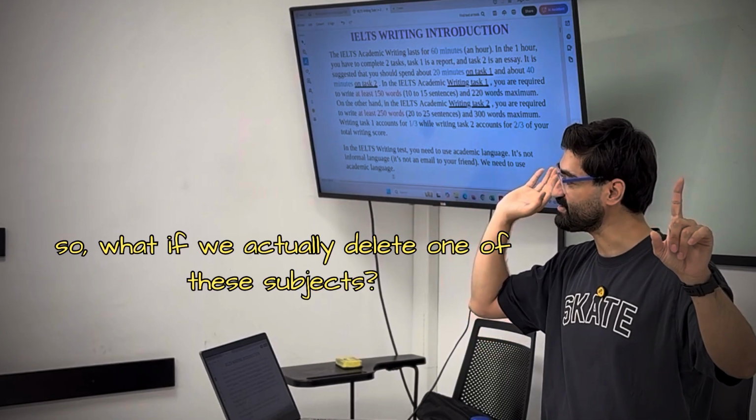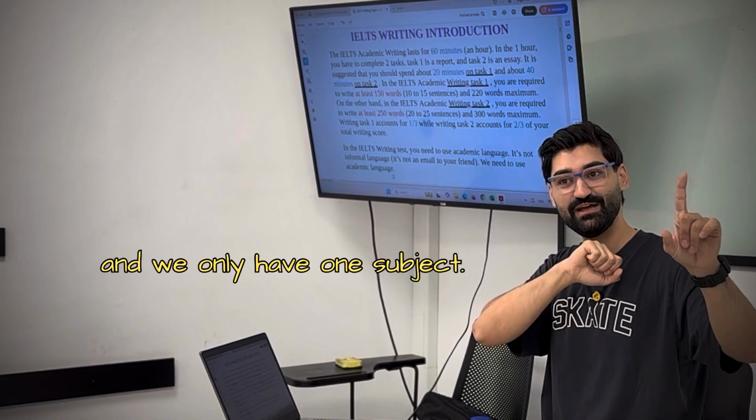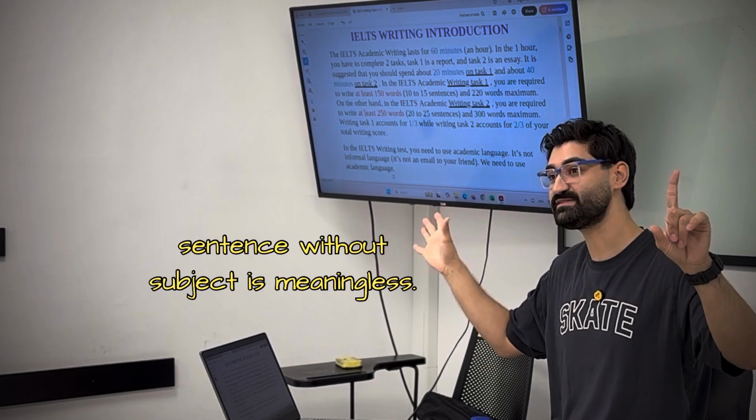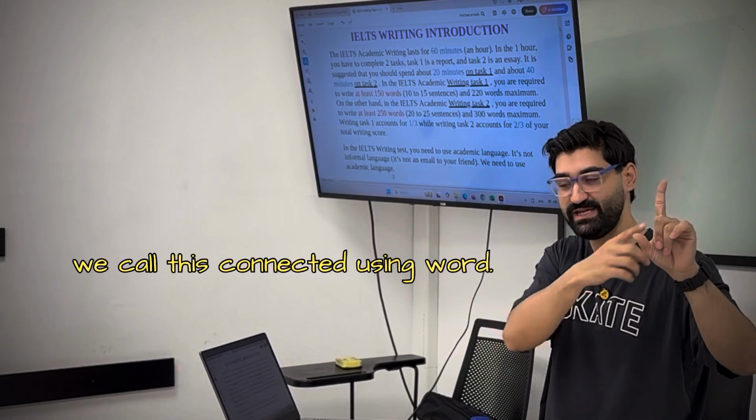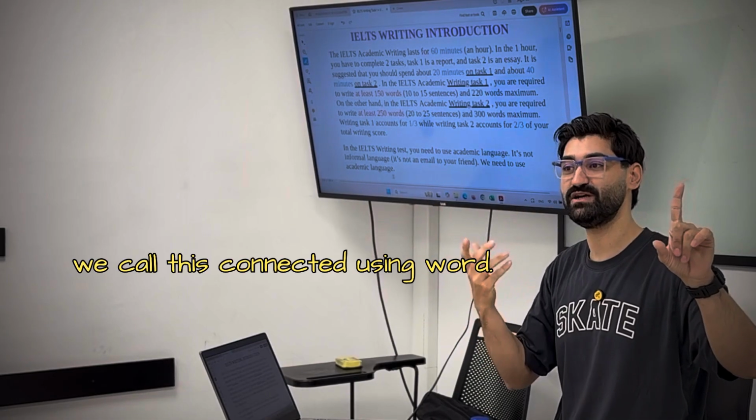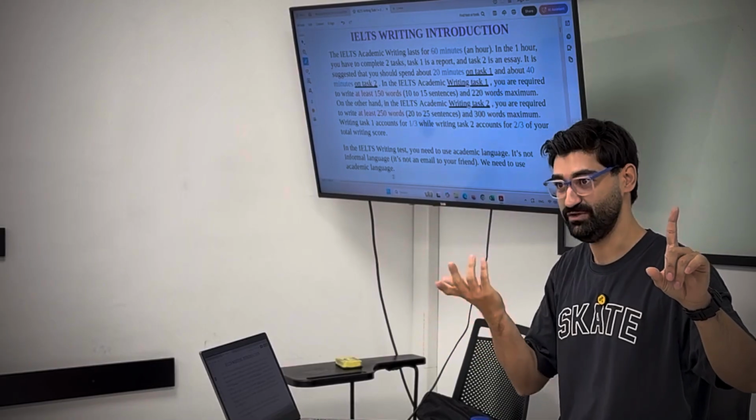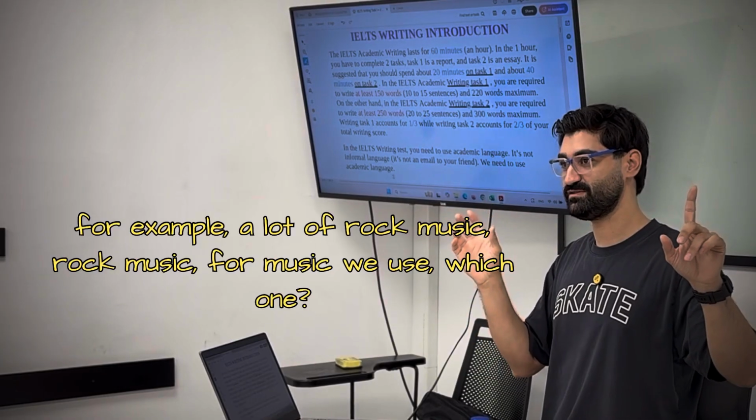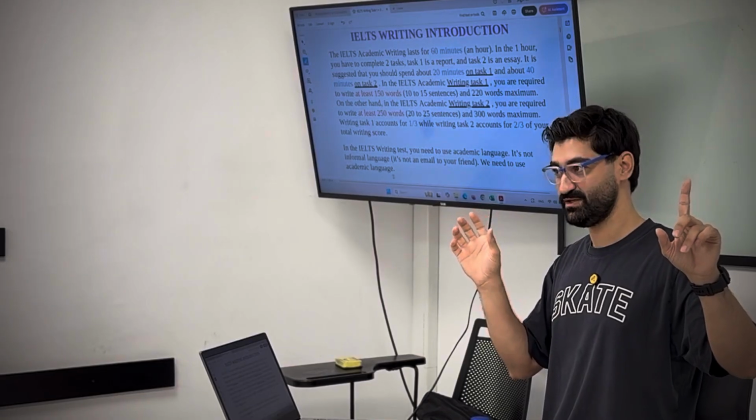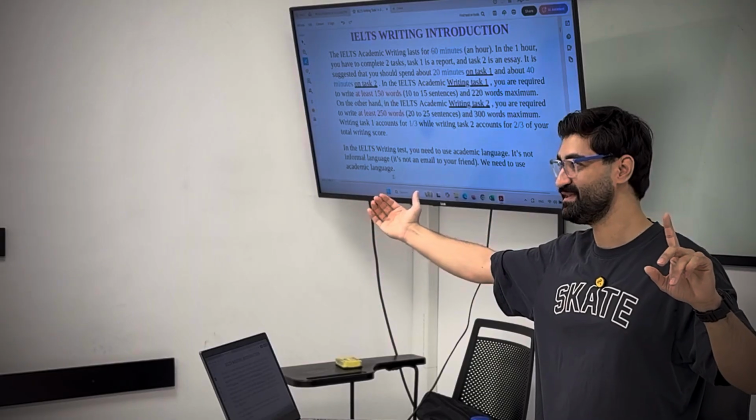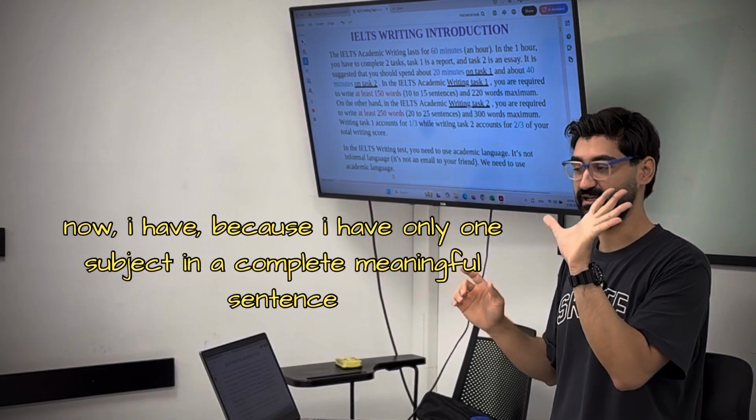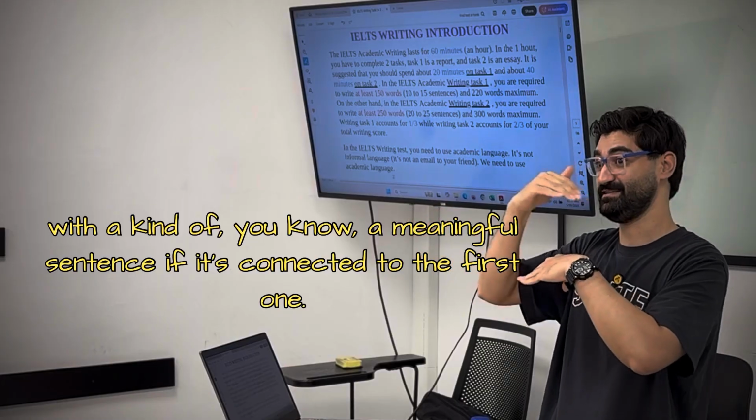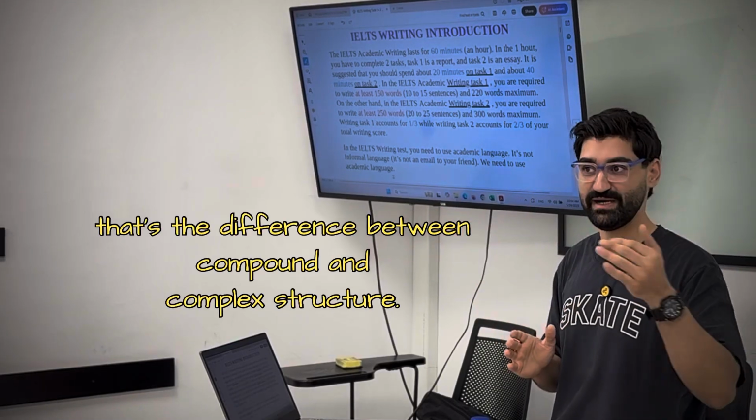So what if we delete one of these subjects, and we only have one subject, and the first sentence is full, but the second sentence without a subject is meaningless? We call this complex, and these are connected using, for example, relative pronouns. You know that. For example, I love rock music. For music we use which one? Who, where, when, which? Which. I don't listen to it all the time. Now I have only one subject, and the second part is meaningful only if it's connected to the first one. That's the difference between compound and complex structure.